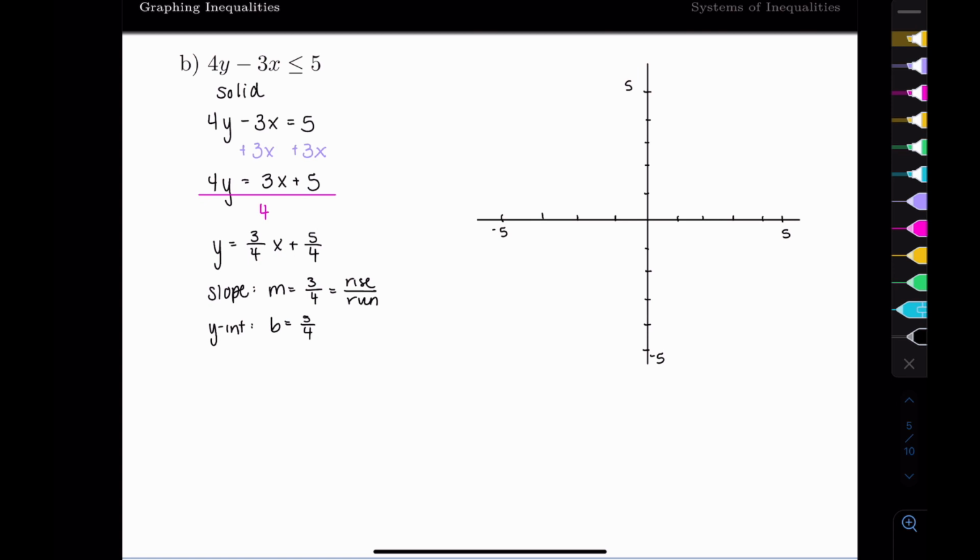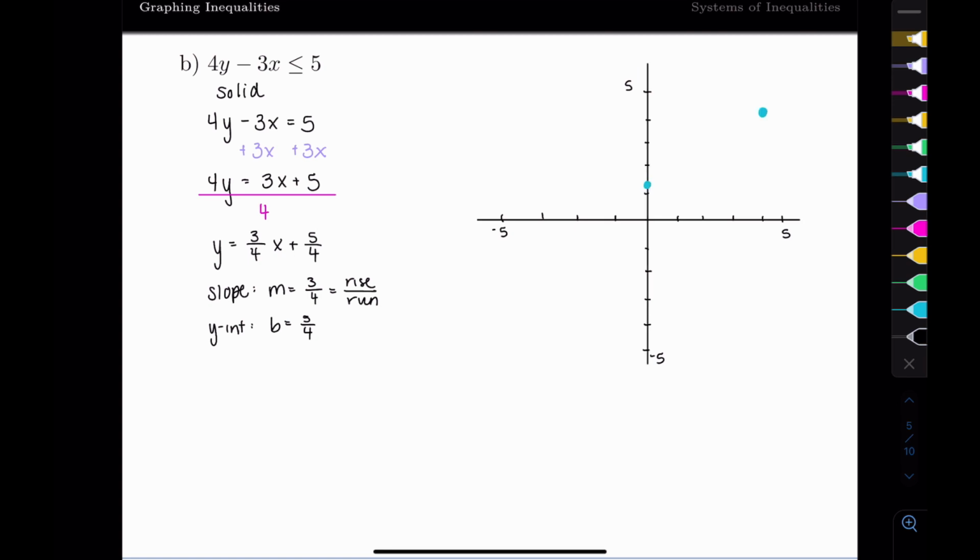Okay. So this one we get to draw as a solid line. So I start by graphing my y-intercept, which is 5/4, which is 1.25. So that's right about here. Okay. Now I use my slope, which is 3/4. So this tells me I'm going to go up 3. So this would be 1, 2, 3. And then I go to the right 4. So 1, 2, 3, 4. And another point on this line will be right here. And that's really all I need.